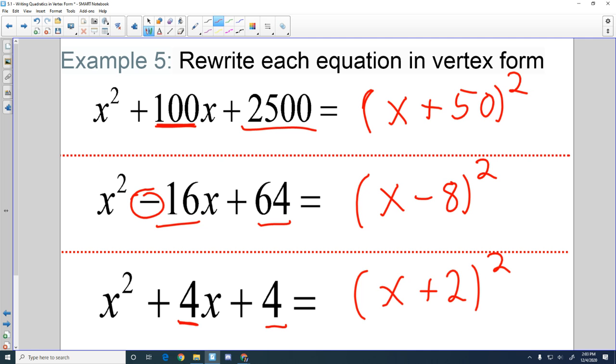Guess what, everybody? You all just rewrote those standard form quadratics in vertex form. That was pretty easy, right?